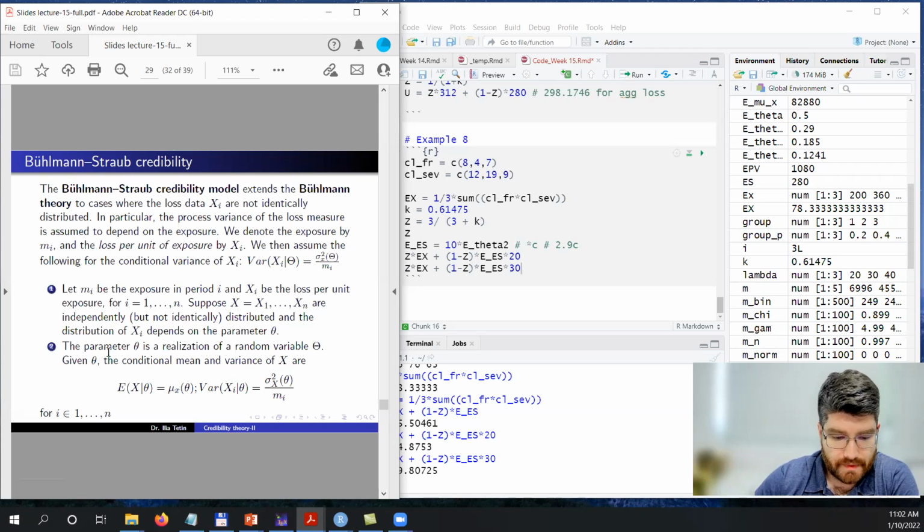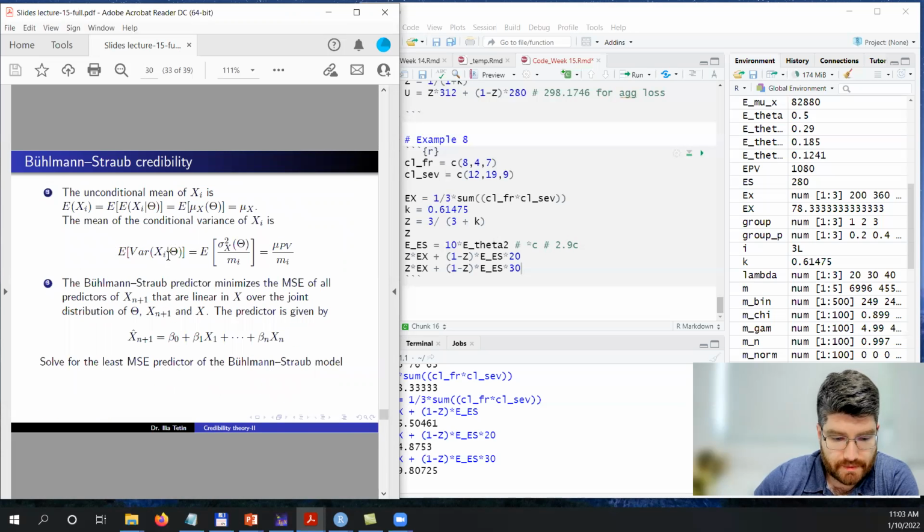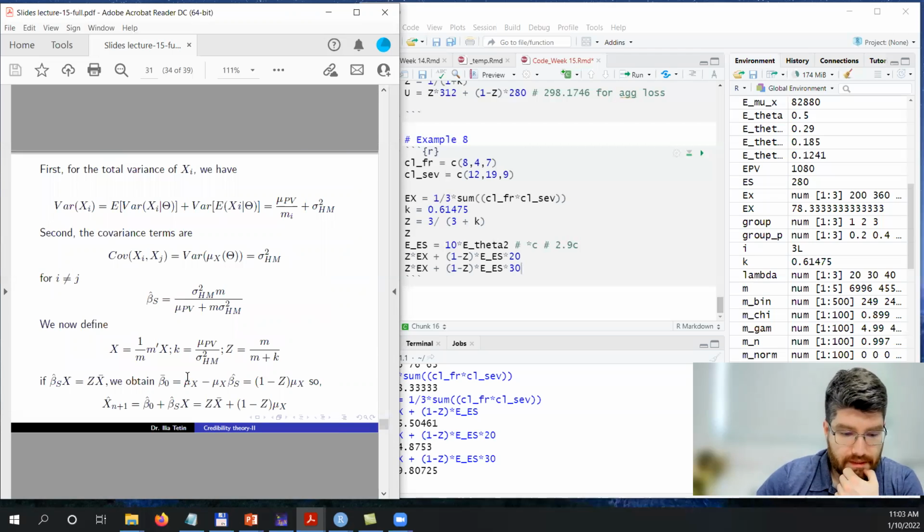So what we have here: E is the same mu, variance is sigma squared divided by m, and the expected value of variance mu again divided by m, and we form these predictions. To calculate these predictions, we need to estimate the coefficients beta 0, beta 1, up to beta n. X should be given to us, and we need to just estimate the coefficients. Again, we are using the least mean squared error predictor to estimate them, and the betas will be calculated with this kind of formula.